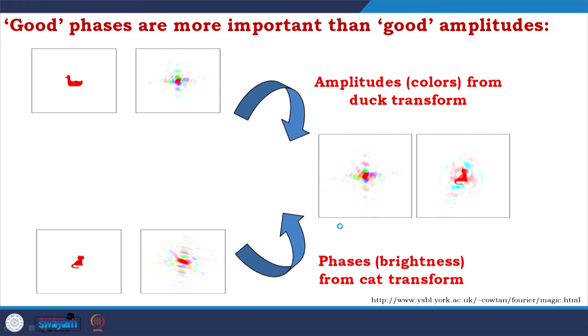So, now if you have pictures which have phase and amplitude, if we take amplitude or color of a picture from the duck transform, and we get phases or brightness from the cat transform, you see that you could see the cat. That means good phases are more important than good amplitudes.